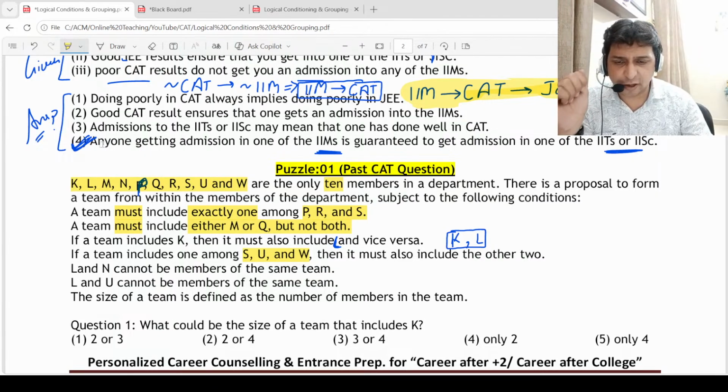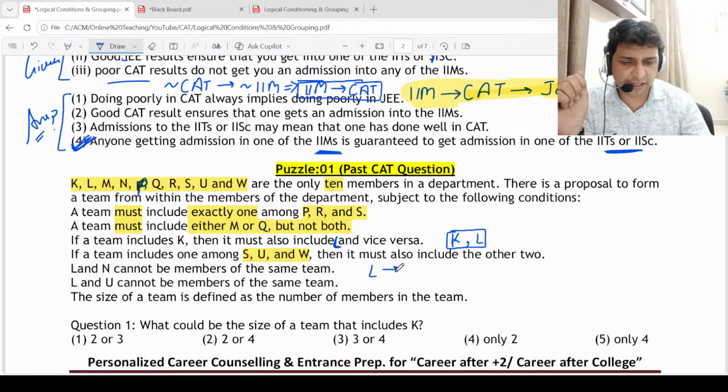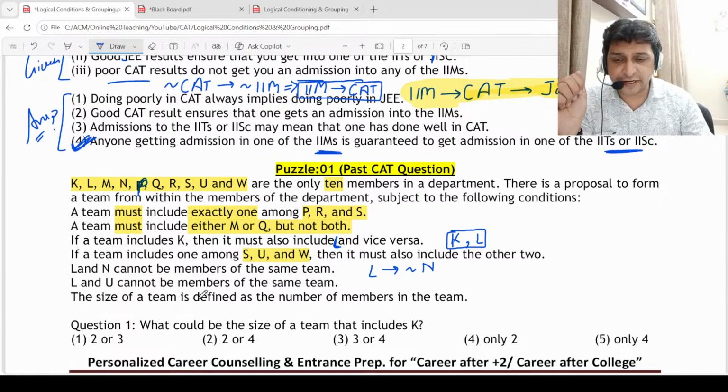L and N cannot be members of the same team. That means if L is there, N will not be there, and if N is there, L will not be there. And L and U cannot be members of the same team. So if L is there, U will not be there, and if U is there, L will not be there.